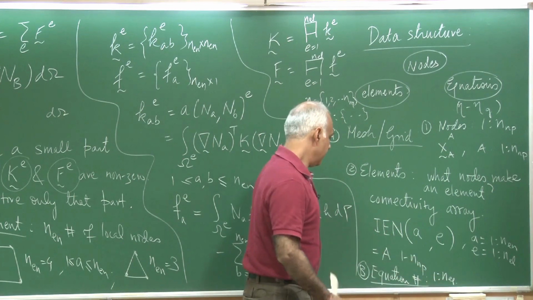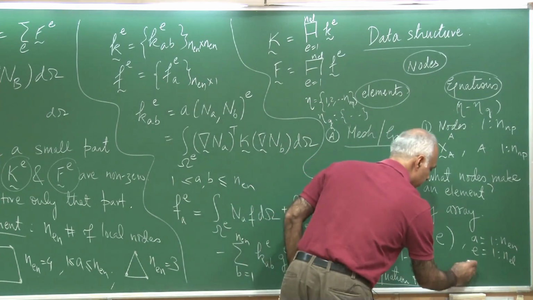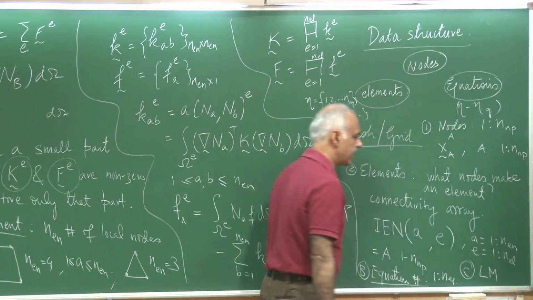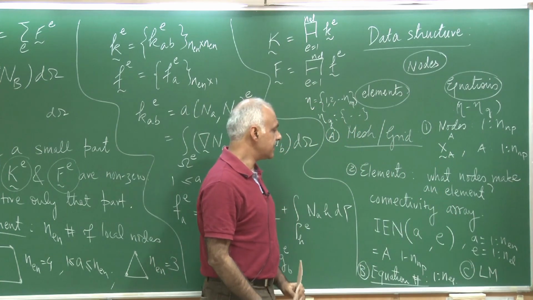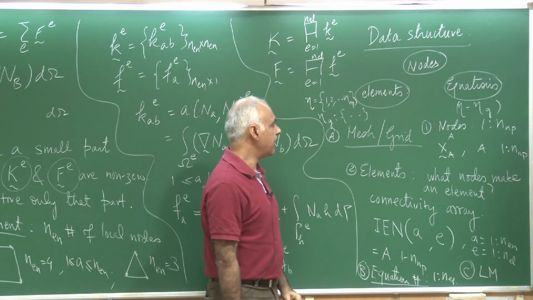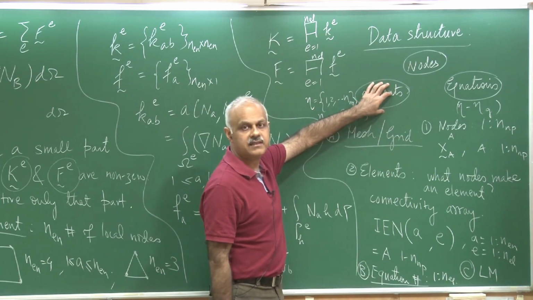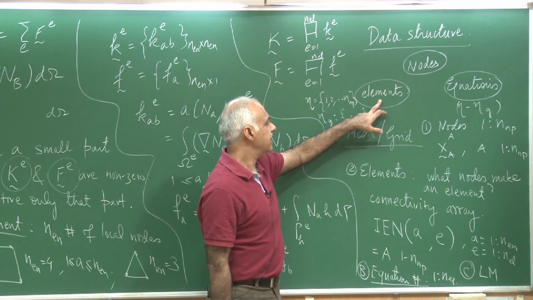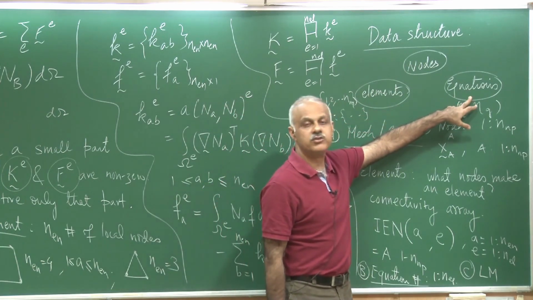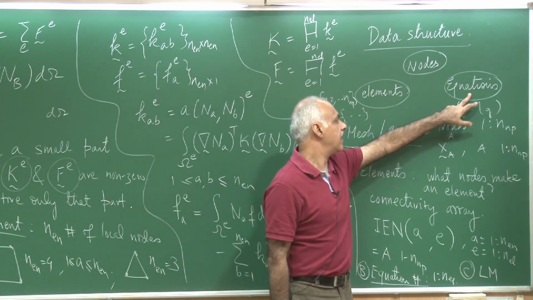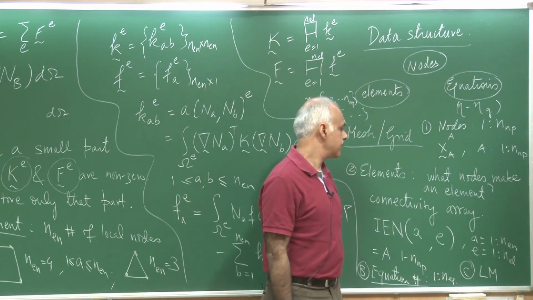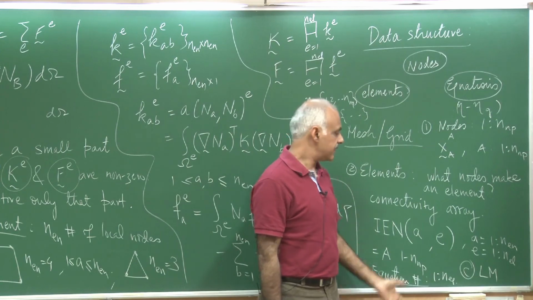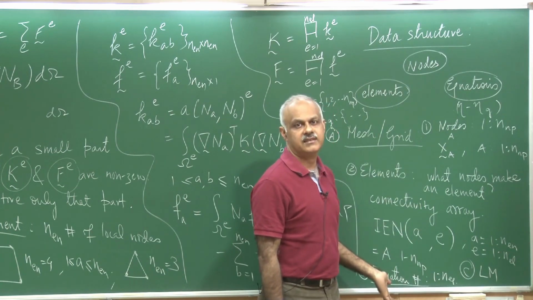Okay. The last array that we would like to define is the LM array, which is the location matrix array, which essentially tells us that if I am in a certain element and I go through all the local nodes of that element, then where should those entries go into this global equation system. So that is the LM array. I will now take an example and try to illustrate these arrays to you.